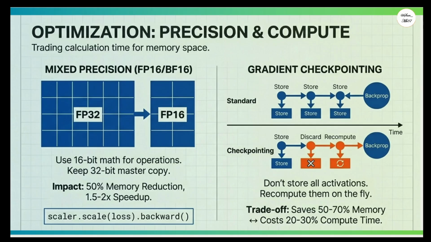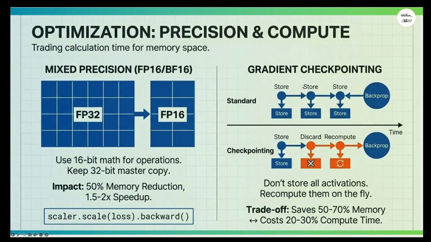And then there is gradient checkpointing. Instead of storing every single activation, we discard them and just recompute them on the fly during backpropagation. You can save a staggering 50 to 70% in memory, though it will cost you about 20 to 30% more compute time. These techniques allow you to punch above your weight class and train much larger models on the hardware you already have.